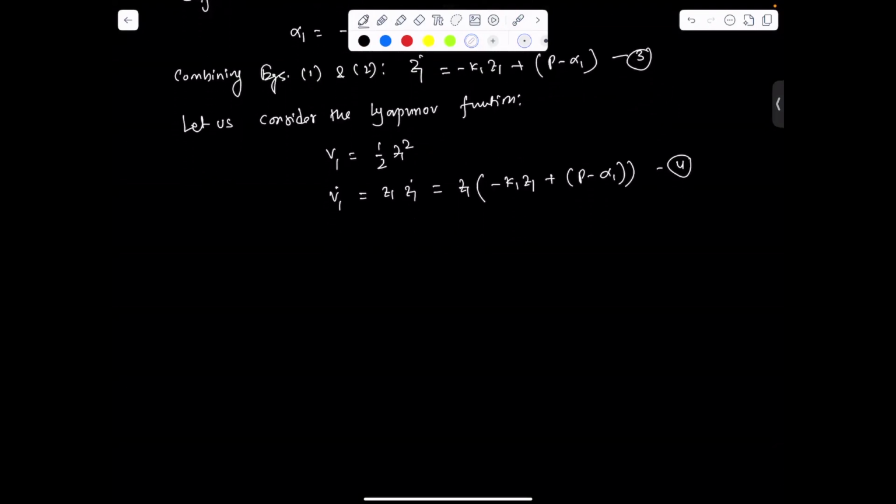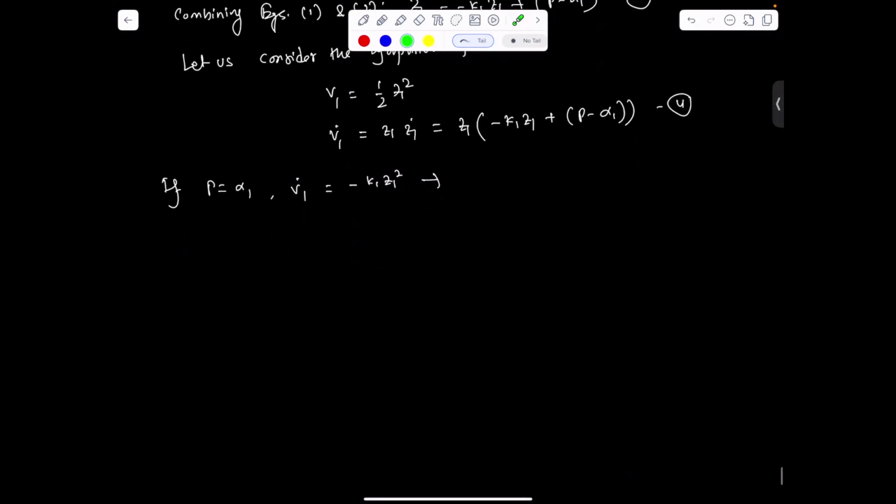Now, if P equal to alpha 1, we can say V1 dot equal to minus K1 G1 square. So it is basically stable. So the total energy is decreasing over time. So it is basically negative definite. So over time, V1 is decaying. So here it's stable.